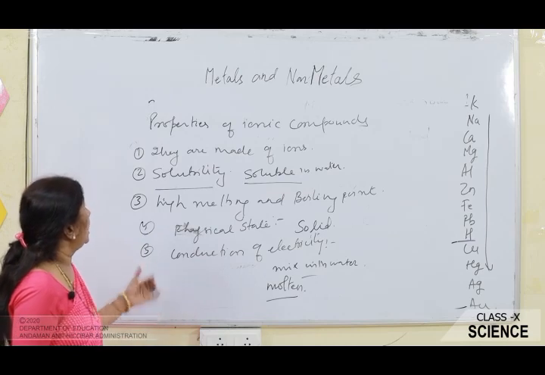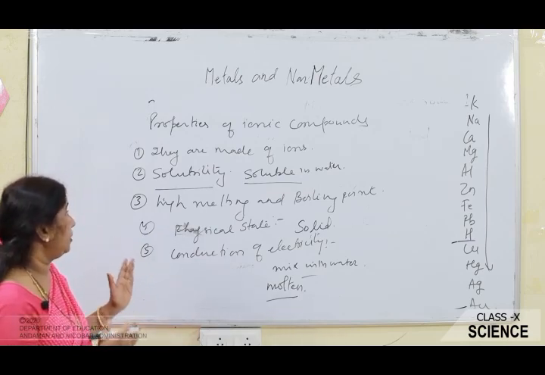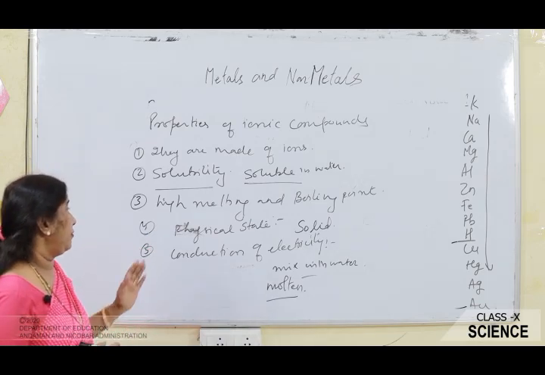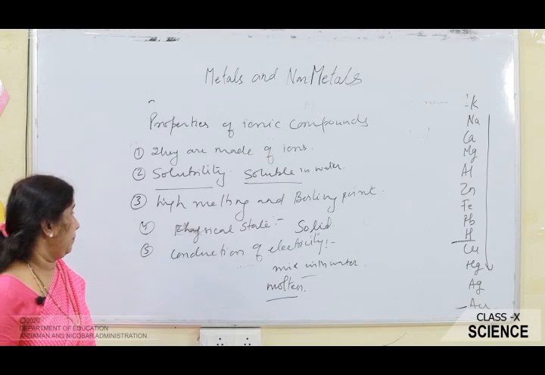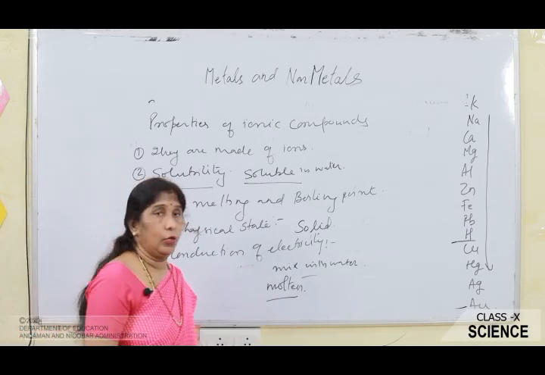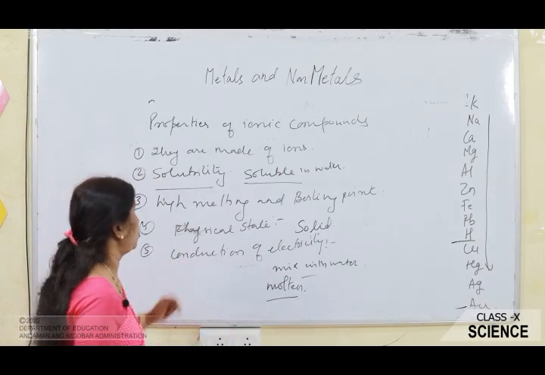So this is regarding the properties of ionic compounds. They are made up of ions, soluble in water, having high melting and boiling point. Then physical state, they exist in solid state and they conduct electricity when mixed with water and in the molten state, right.